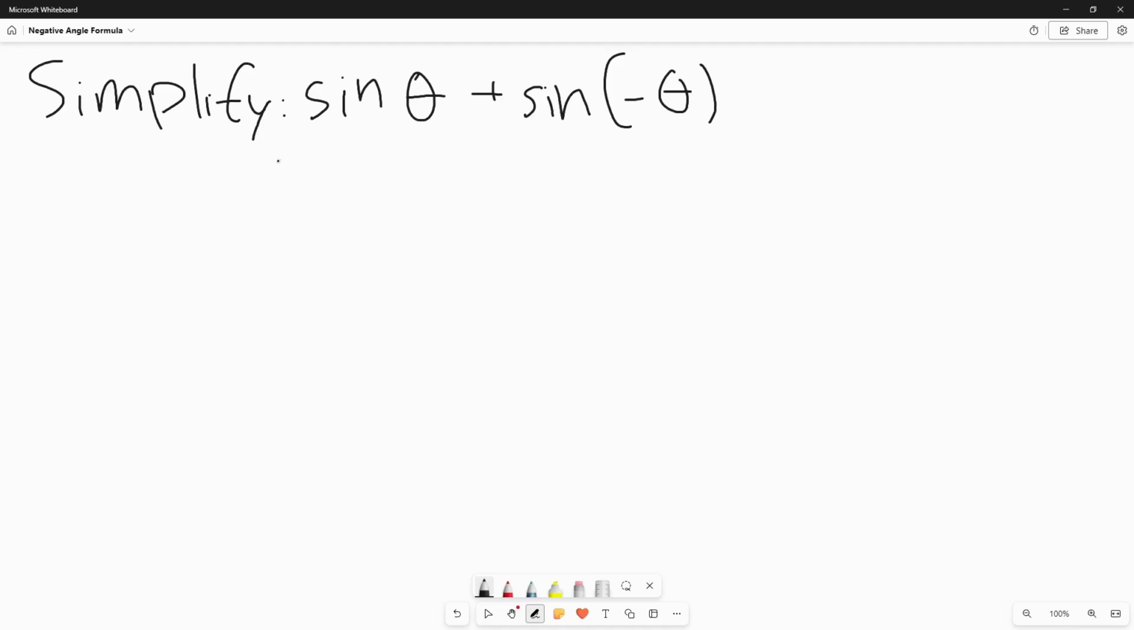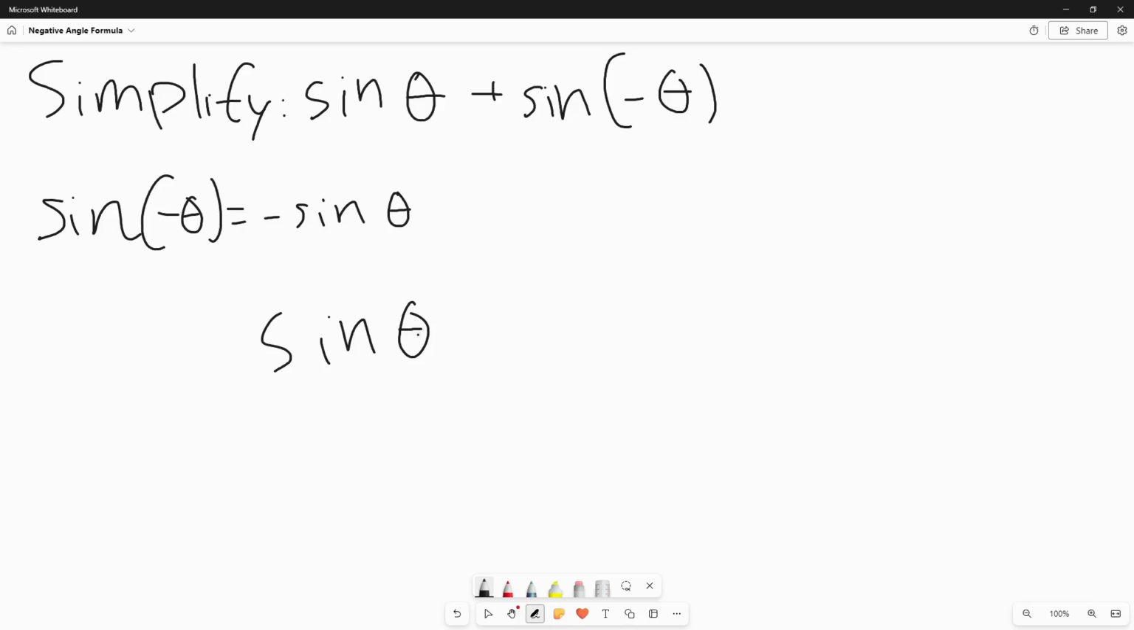So first, we have this problem where it says simplify sine theta plus sine of negative theta, and we know that sine of negative theta is equal to negative sine theta. So we can replace that in the original expression. So sine theta plus negative sine theta, and this just equals 0 because it's the same thing by negative, and you're adding them together, which means you get 0.